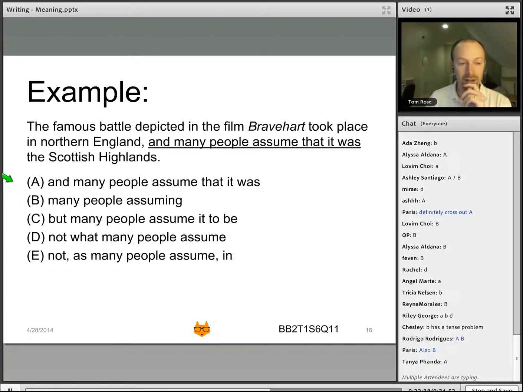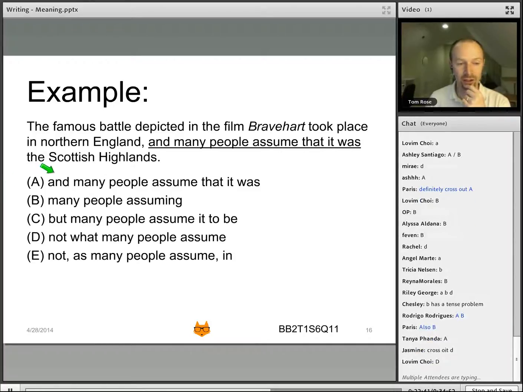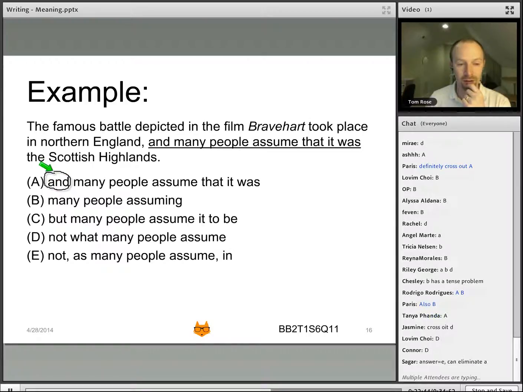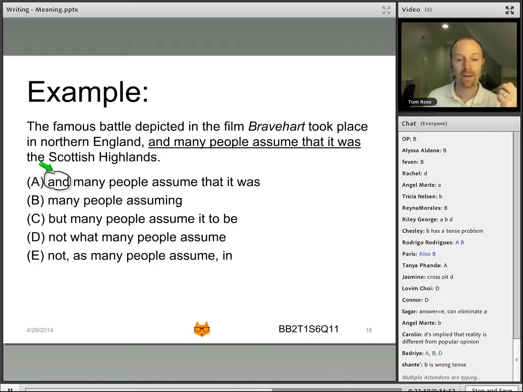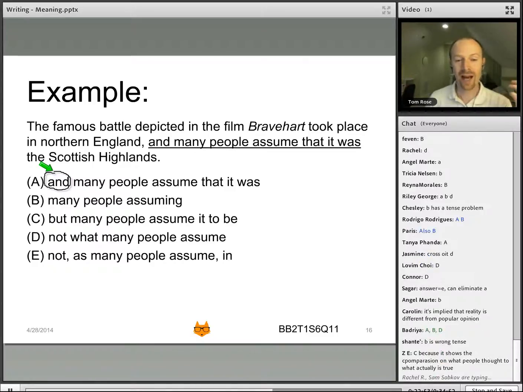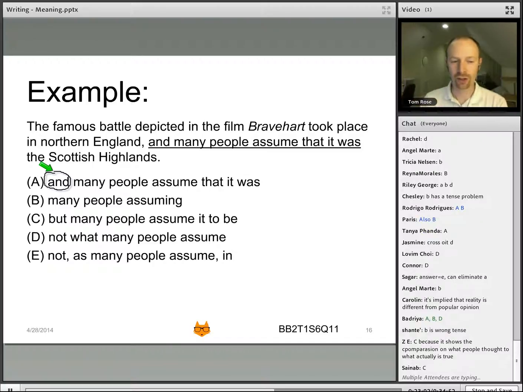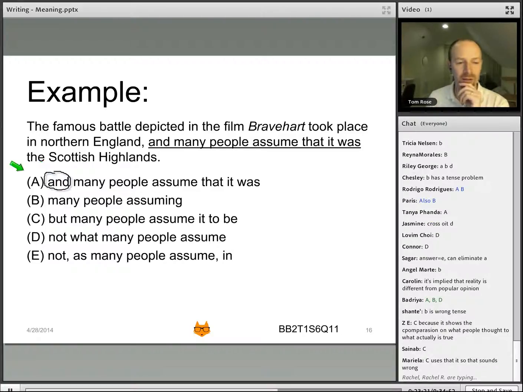So A has, as before, the and conjunction. And now again, read the whole sentence and make sure that you understand the author's intended meaning. The author's intended meaning is to say that the battle took place here. Many people assume that it took place there, which is a different place. So again, we want to use a conjunction that allows it to set up that dichotomy, that it's this, not that, or this, but that. What you shouldn't have is this and that. It doesn't make sense to say it took place here and many people think it's there. There's no sense to setting up the sentence that way. So that's how we can get rid of A.